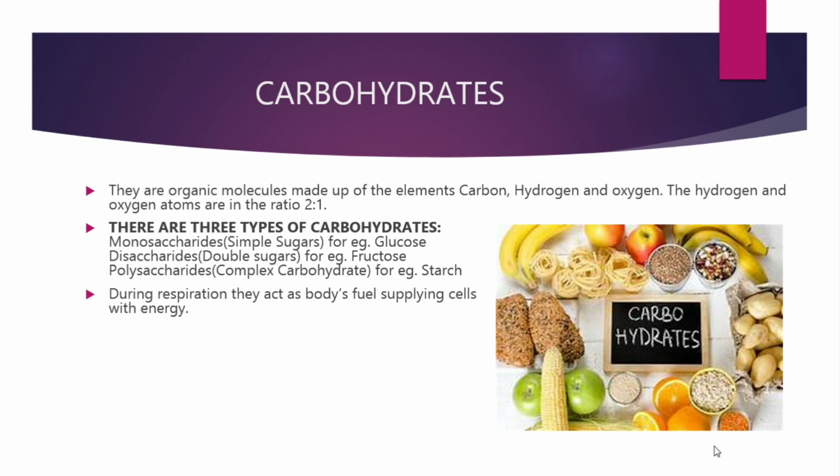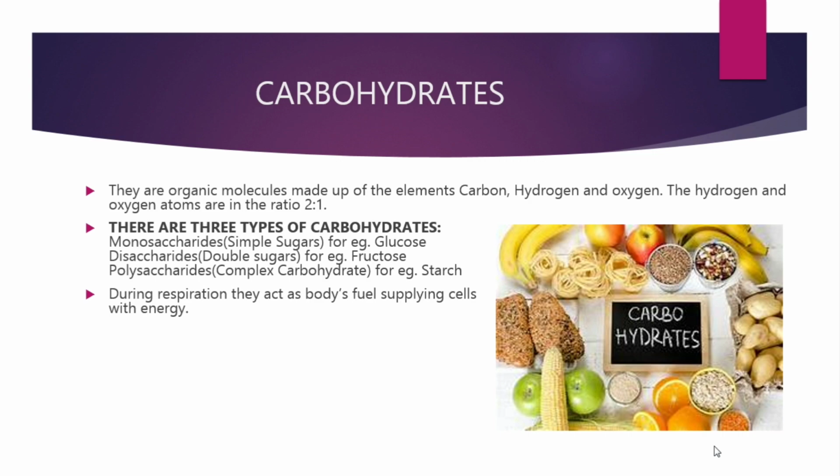So there are three types of carbohydrates. The first type of carbohydrate is monosaccharides. Monosaccharides are simple sugars. For example, glucose is a monosaccharide. This means monosaccharides are simple sugars. They are not attached to any other sugar or any other molecule. So glucose is an example.